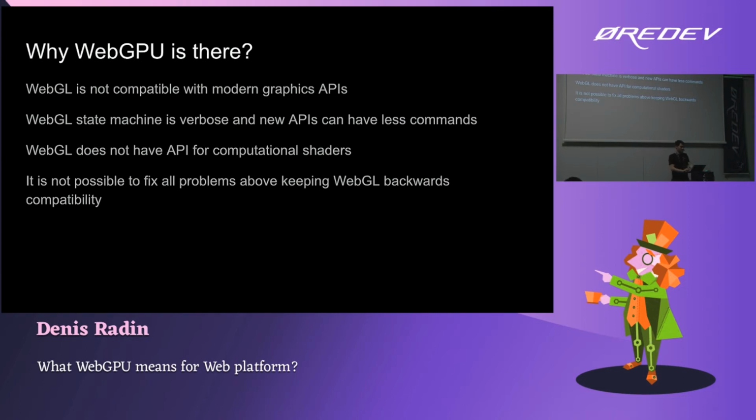Why WebGPU is there? WebGL is not compatible with modern graphics APIs. The WebGL state machine is verbose and new APIs can have fewer commands. WebGL doesn't have an API for computational shaders. It's not possible to fix all the problems above while keeping WebGL backwards compatibility.